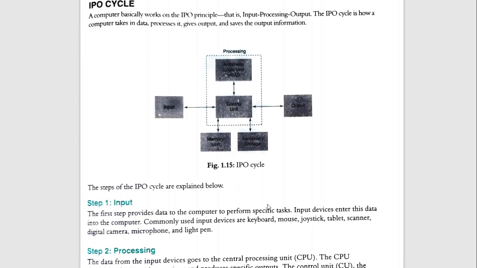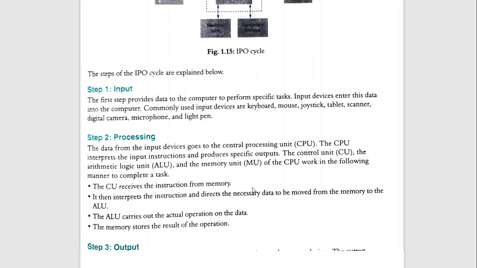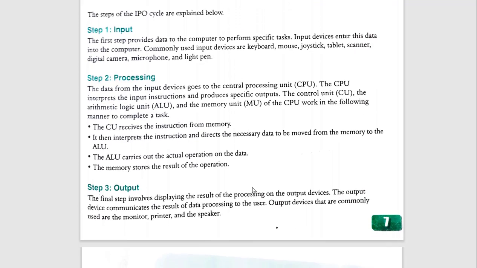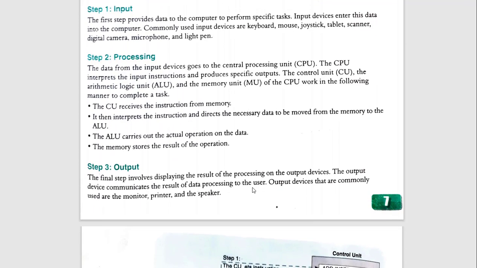Here we are showing the IPO cycle. You can see we have an input here, and then it goes to the processing unit, and it takes the help of the memory unit and the secondary storage, and the control unit, and then it gives an output on the output device. Output devices, as we told you earlier, are your computer screen, or if you want to print, it can be done on the printer also.